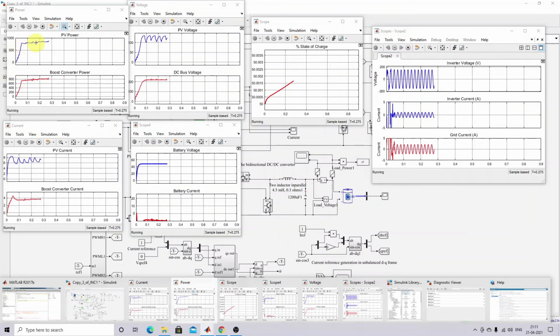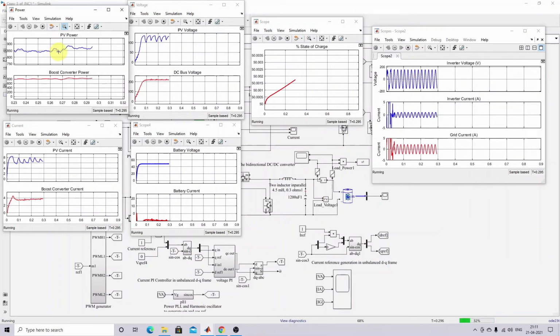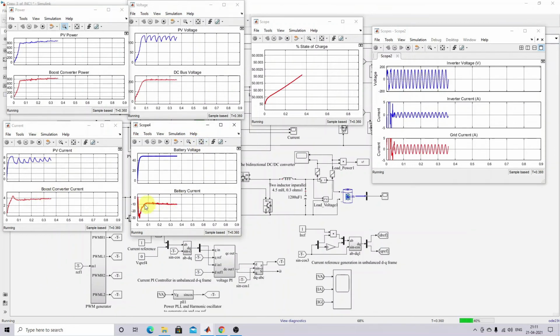You can see that the maximum power extraction from the PV panels is around 900 watts, you can zoom in on that, because of the incremental conductance in the neural network MPPT. Then this is the boost converter power. So this is the PV current, then the boost converter current, and then this is the battery current, which will be negative. Negative means the battery is in a discharge mode condition. So this is the PV voltage, and then this is the DC bus voltage. Now you can see that the state of charge of the battery is increasing.